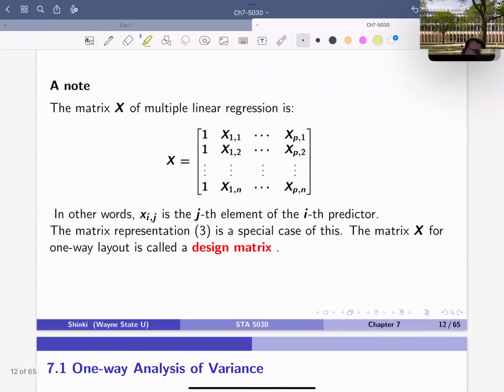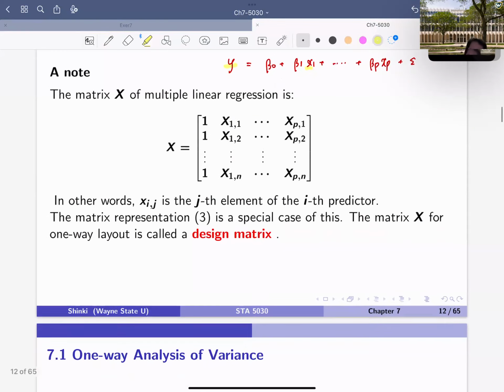And one note, matrix X of multiple linear regression. In multiple linear regression, Y is explained by multiple predictors, that is beta naught plus beta 1 times x1 plus up to beta p times xp. x1 to xp are different features of an observation. For example, we want to explain the weight of people based on age, gender, height and so on. So those are x1, x2, x3, and so on.